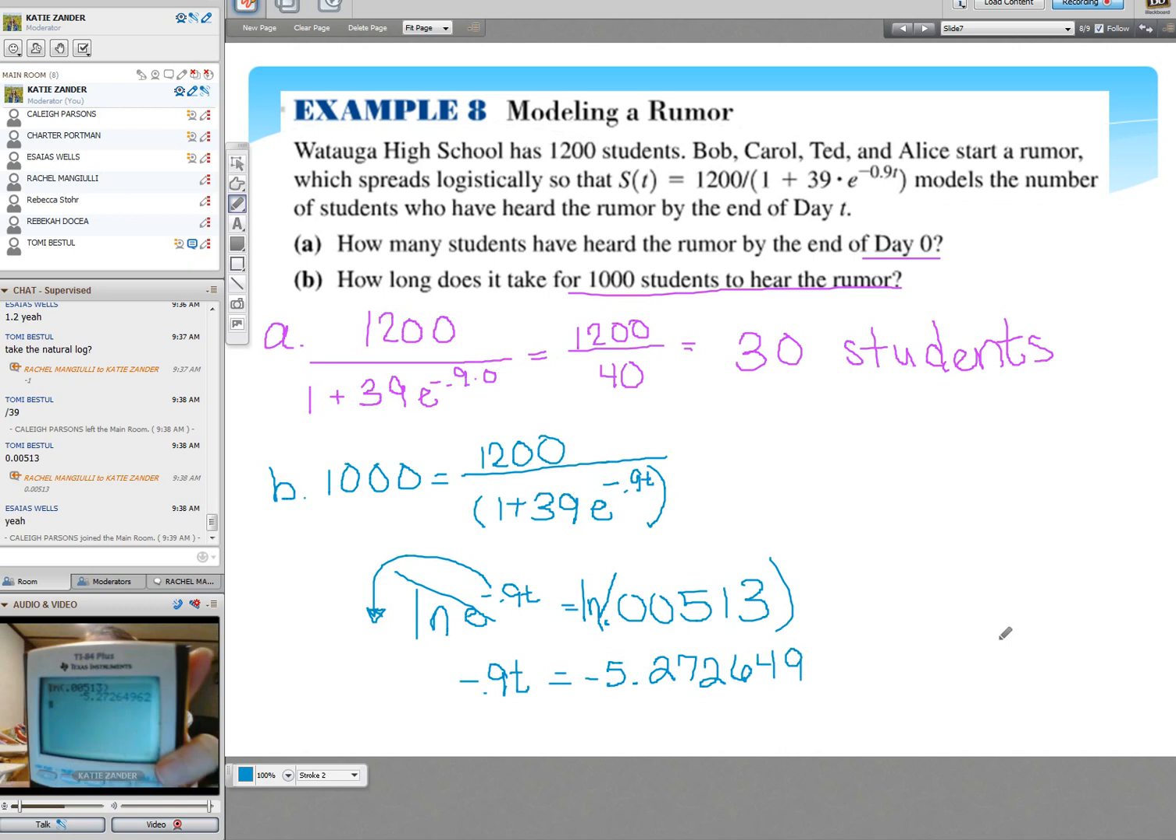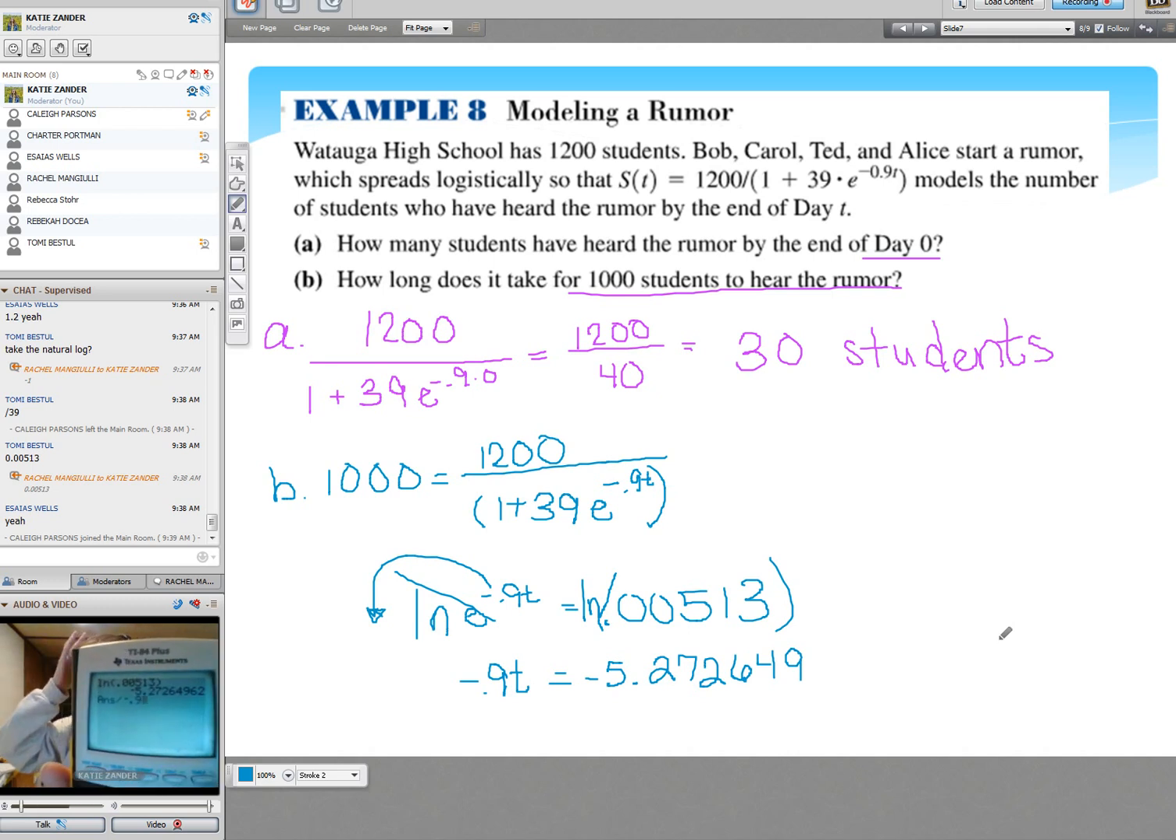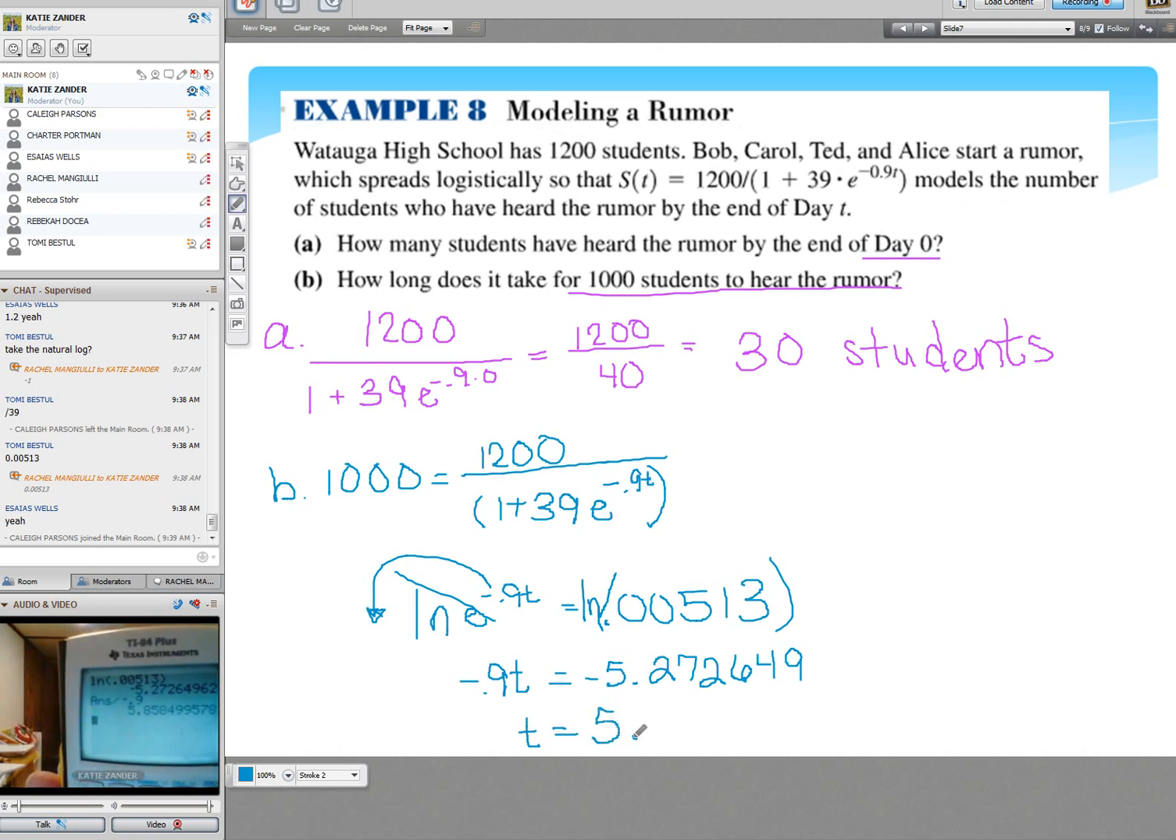So what I would do if you're using your calculator to solve for t is leave that how it is and then just divide by the negative 0.9 right away. Okay, so don't technically round quite yet if you don't have to, and take that exact answer and divide by the negative 0.9. Then you can round the final answer in the very end if needed. So about 5.86, which means how long does it take for 1,000 students to hear the rumor? I would say almost at 6 days.